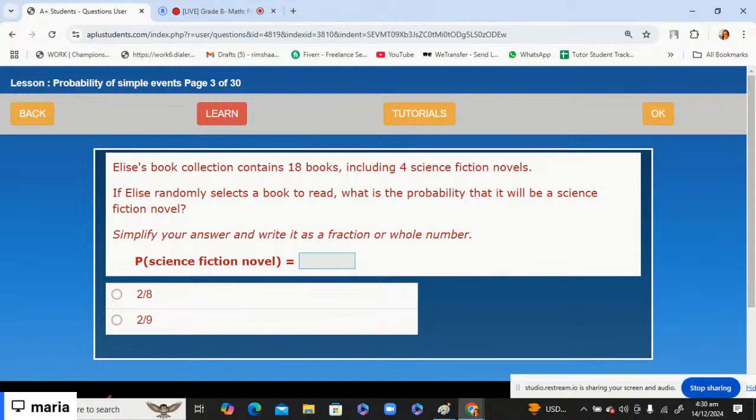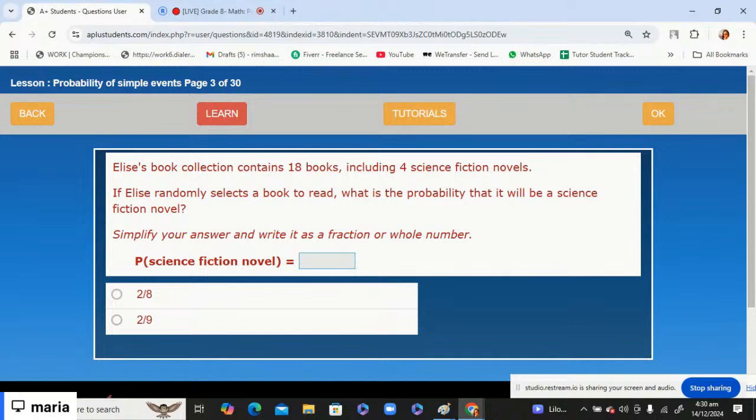Elisa's book collection contains 18 books, including 4 science fiction novels. If Elisa randomly selects a book to read, what is the probability that it will be a science fiction novel? First of all, check how many total books there are. These are 18. And how many are science fiction novels? These are 4. 4 by 18.